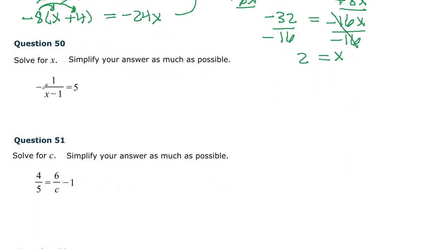So let's see here, negative 1 over x minus 1 is equal to 5. Our LCD is x minus 1 because this denominator is 1. So we're going to multiply both sides by x minus 1. So these will cancel on the left. We're just left with negative 1 equals 5 times x minus 1.